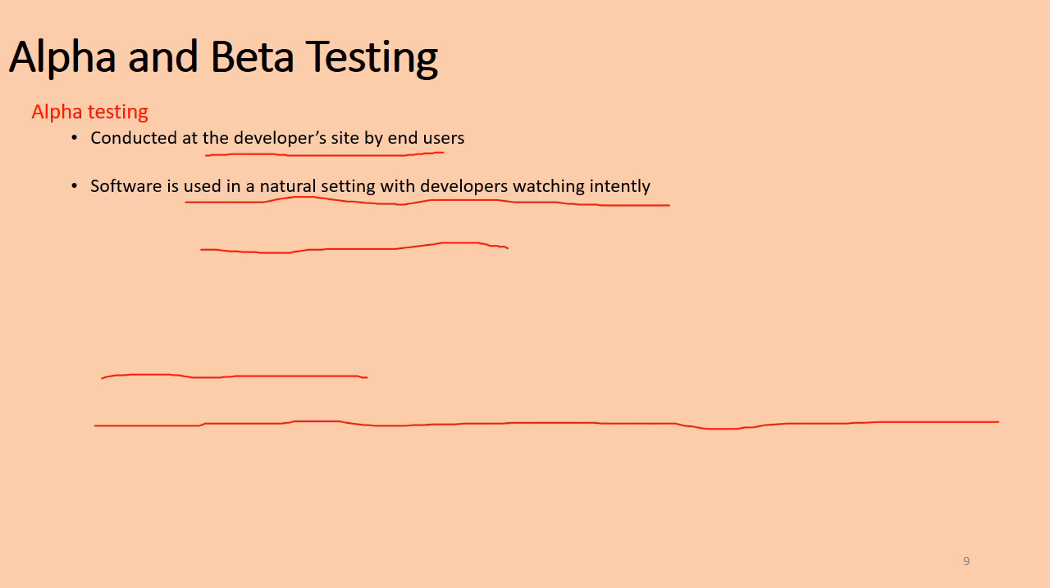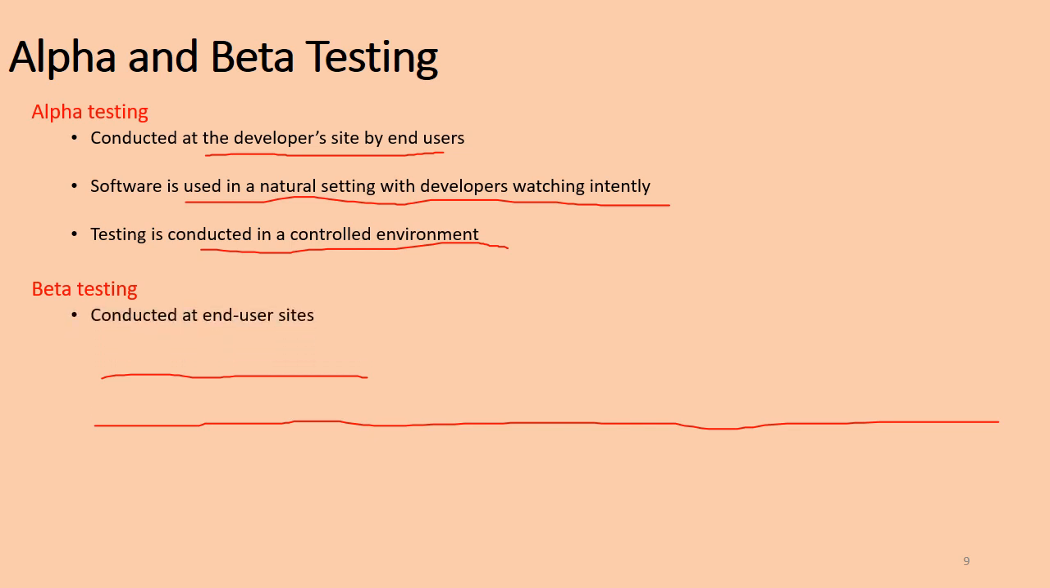The developers have been watching that complete software for a long time, and the testing you conduct is done in a controlled manner, because you know these are the inputs, and when you give this type of input, you will get the correct output, otherwise you will get an error. So this testing is always conducted in a controlled manner. Now what about beta testing? Beta testing is conducted at the end user sites.